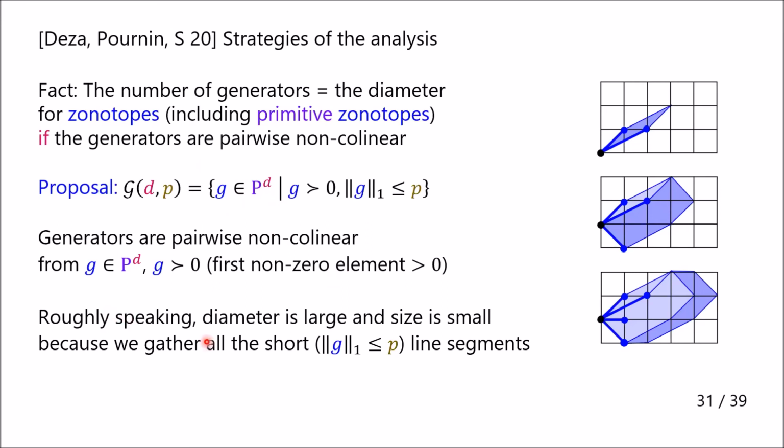And roughly speaking, the diameter of the resulting primitive zonotope will be large, and its size, that is the value of k that contains the resulting primitive zonotope, will be small because we gather all the short line segments in this sense.